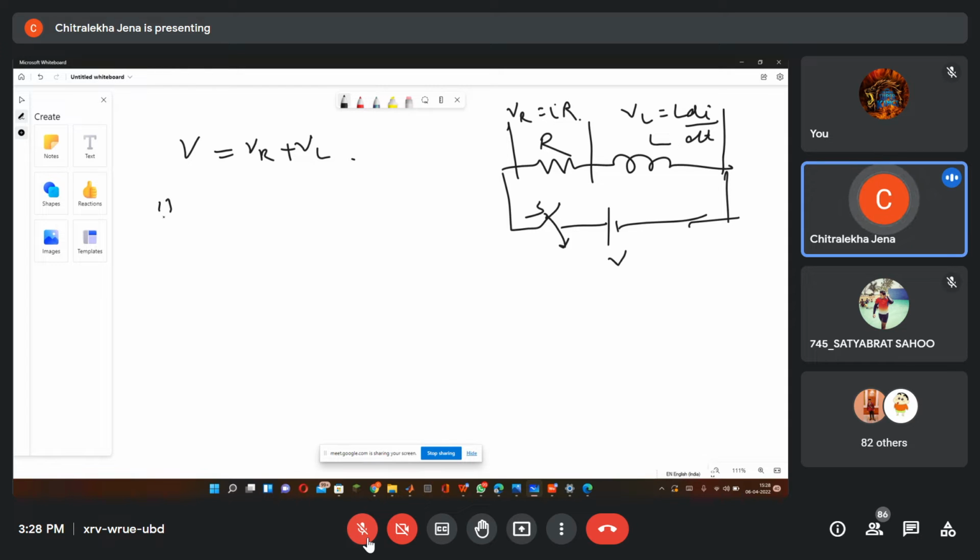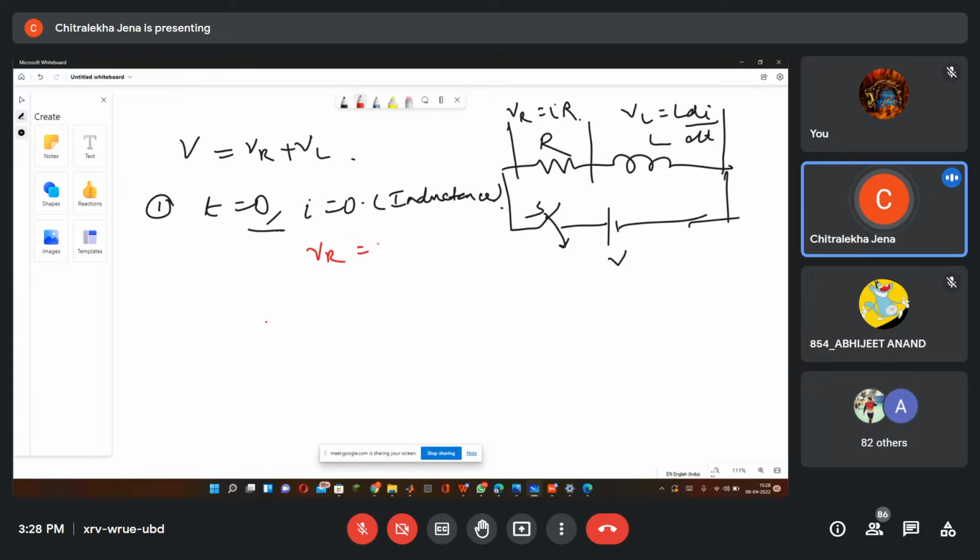Now, at t equal to 0, because of the presence of the inductor, it will not allow current to flow, because just at t equal to 0 I am closing the switch. Before closing of the switch, my current was 0. So immediately just after closing of the switch, I am discussing the instant I have just closed the switch, my current will be equal to 0. Why? Because due to the presence of what? Tell me. Presence of inductance.